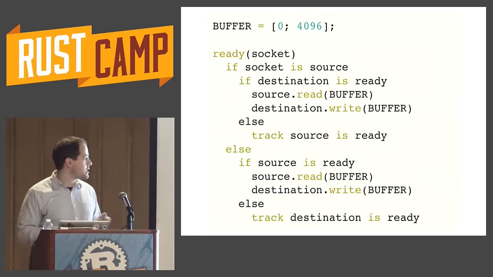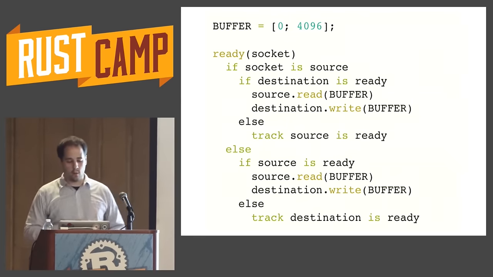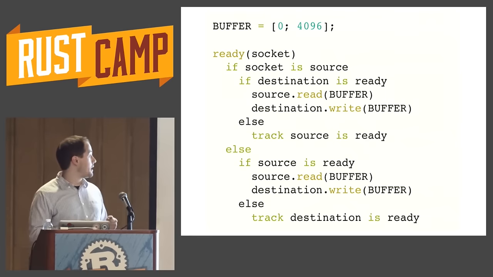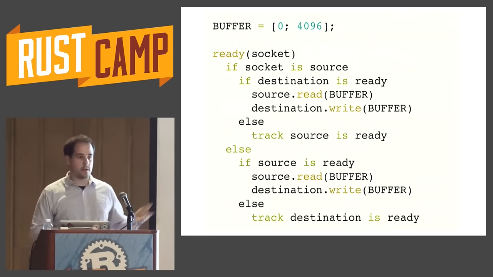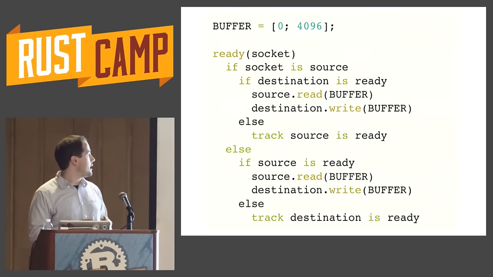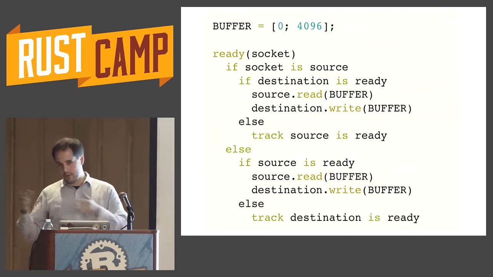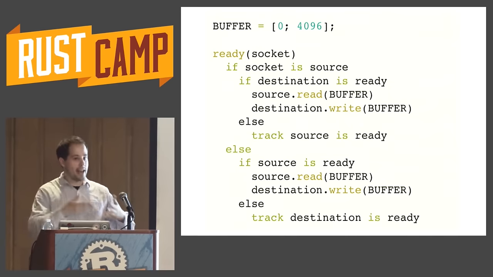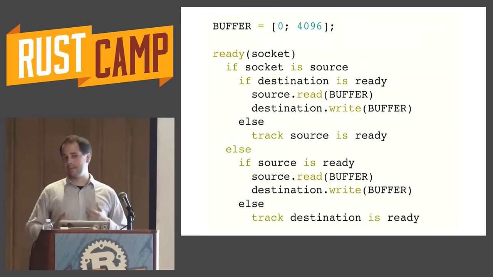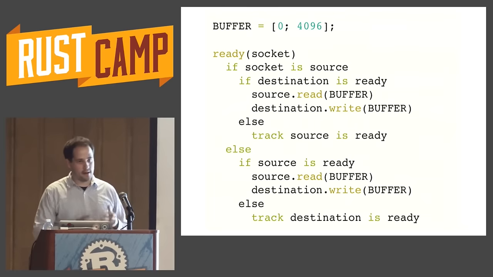Because the read and the write happen all at once, we can use a global buffer. So in this case, we only have one 4K buffer in use for the entire program. Skipping some other details I'm not going to talk about here. But anyway, this technique can actually be used to implement proxies, for example, that have very low memory requirements. And it's a really powerful feature.